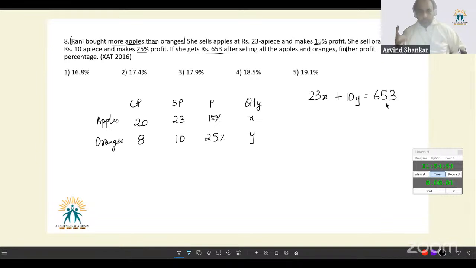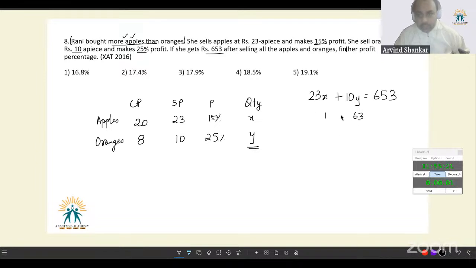Now this is where people will get stuck, because what to do next? But the unspoken condition here is X and Y have to be integral. You cannot have fruits in decimals. And we also know there are more apples than oranges. So the first acceptable solution set you can reach here is X being 1 and Y being 1, which gives 63.